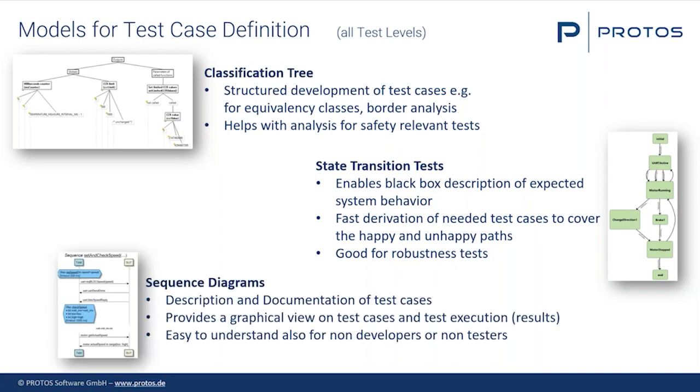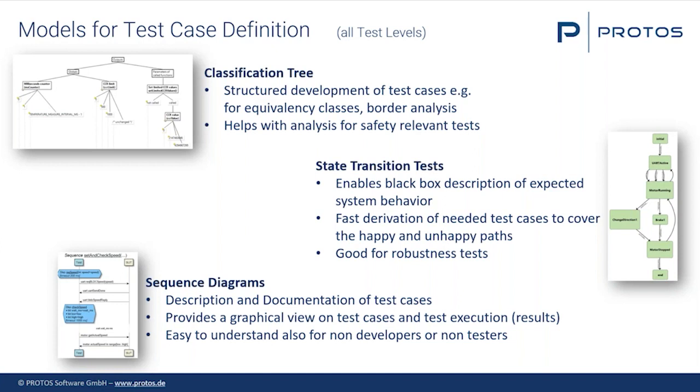The last model technique I want to show you are sequence diagrams. They're really nice to describe and document test cases. They provide a very nice graphical view on test cases and test execution. So not only can you model test cases, but also if you transform the results of your test cases again into those diagrams, you can have a graphical look at the executed test cases, and by that learn what your system did wrong and so on. So it's easy to understand also for non-developers and non-testers.